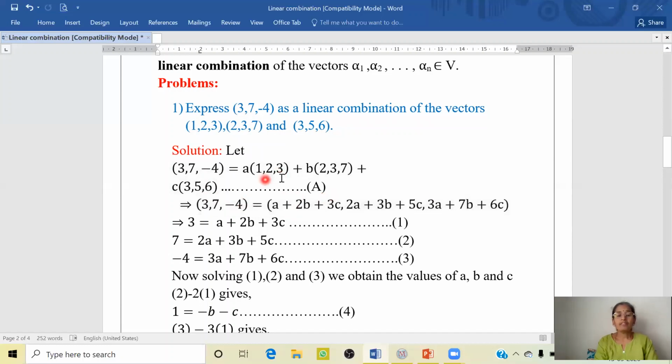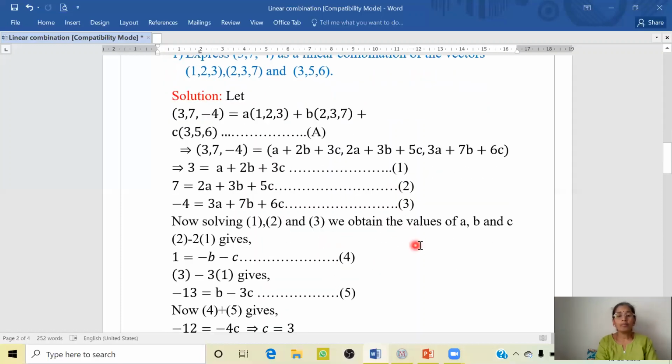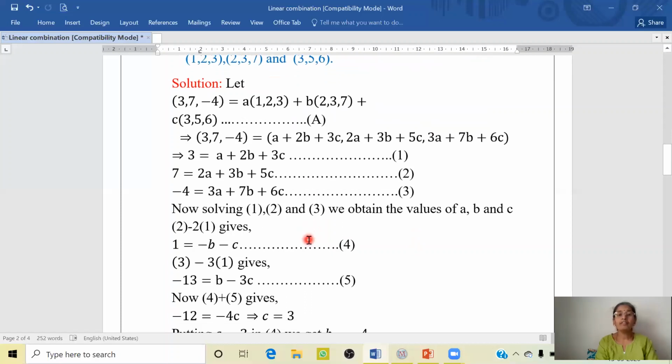So let us first simplify the right hand side. It gives A plus 2B plus 3C, 2A plus 3B plus 5C, 3A plus 7B plus 6C. So we have three linear equations in A, B, C. We need to solve for the constants, that is the scalars A, B, C. On equating the corresponding coefficients, we get three equations which are represented by equation 1, 2 and 3. Now we need to solve these three equations to obtain the values of A, B and C.